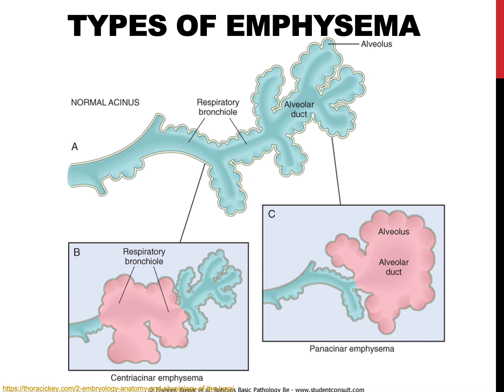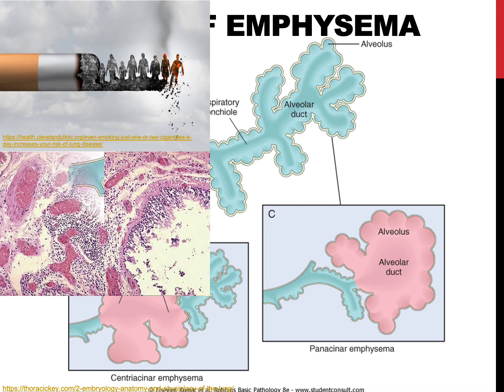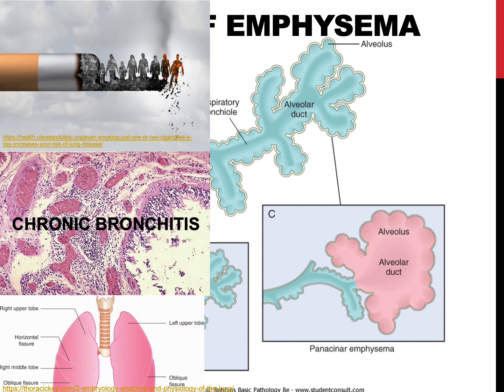Centriacinar or centrilobular emphysema affects the central or the proximal parts of the acinus first, and those are formed by the respiratory bronchioles, while the distal alveoli are spared. It occurs commonly in cigarette smokers and is often associated with chronic bronchitis because both are related to cigarette smoking. Regarding the lung involvement, it's more common and severe in the upper lobes, particularly in the apical segments.